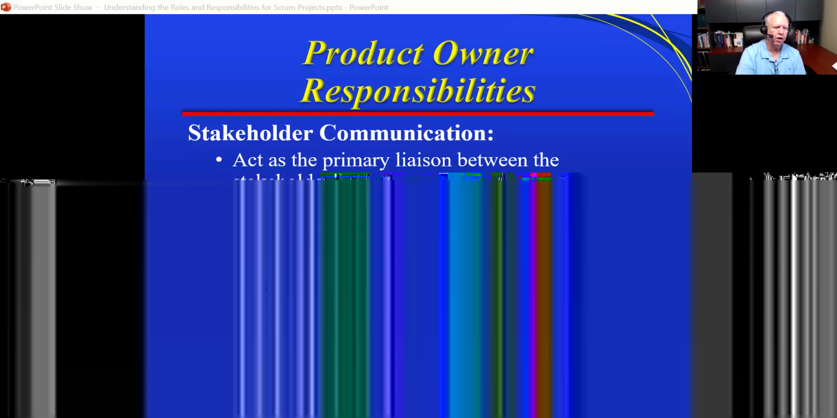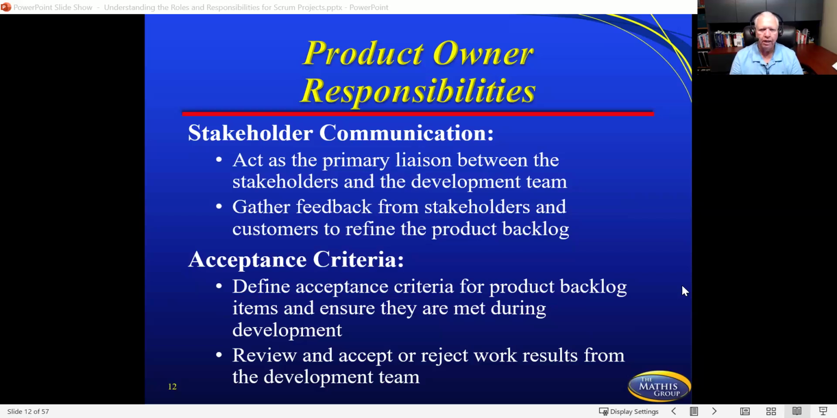Acceptance criteria. The product owner is going to define acceptance criteria for the product items, ensure that they are met during the development, and review and accept or reject work results from the development team. So as the customer is receiving something, the customer is going to understand what they're receiving at the end of each sprint, because at the end of each sprint, they're going to go through what's called a demo. Some of you may call it a review, that's fine, but a demo where the team is going to demonstrate what the features or functionality is for this sprint. The customer is going to see that, and then they're going to receive those pieces of that backlog for them to start using.